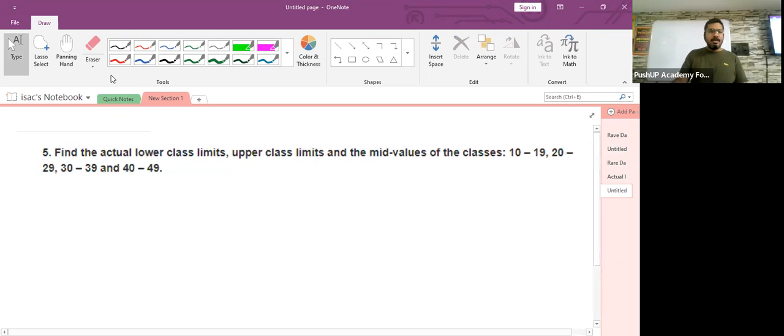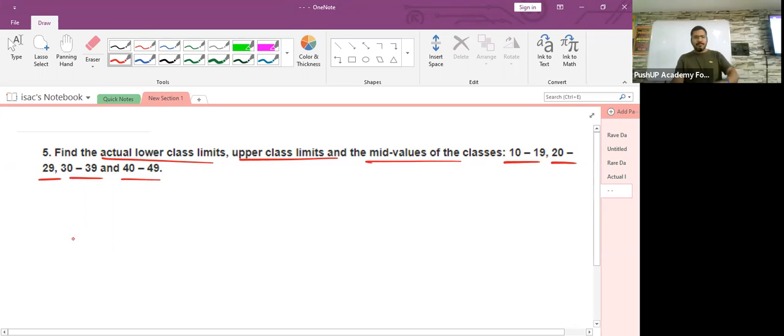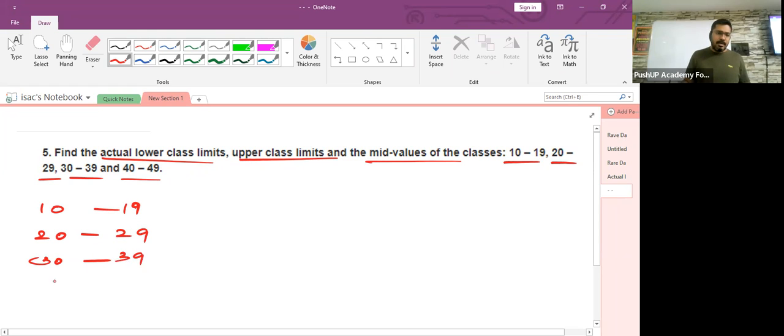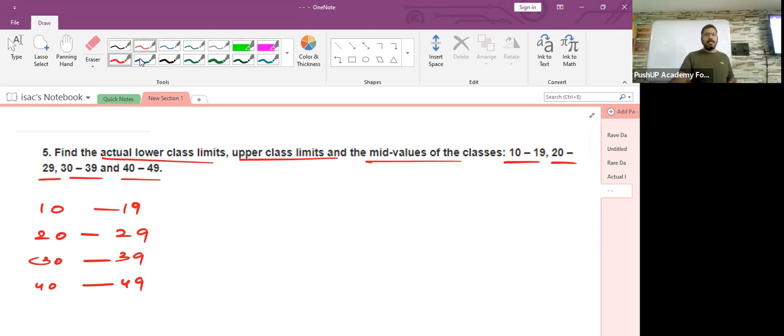Find the actual lower limit and actual upper limit and the mid values of the class intervals 10 to 19, 20 to 29, 30 to 39, and 40 to 49. So first of all, we will write down all the class intervals here: 10 to 19, then 20 to 29, then 30 to 39, and then 40 to 49. Okay.